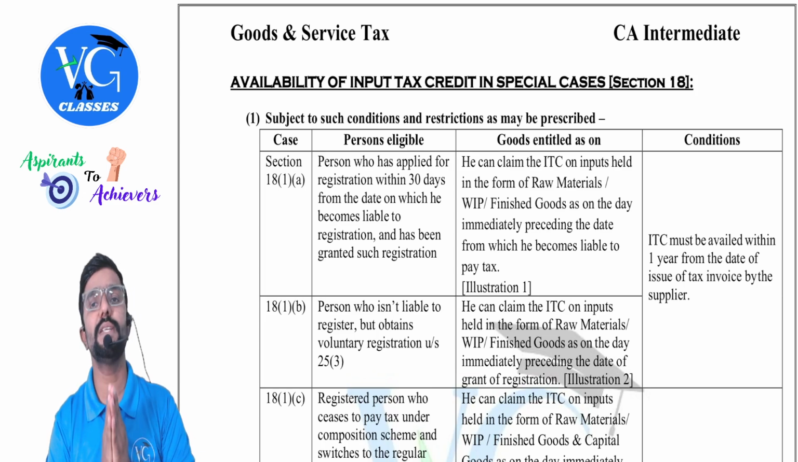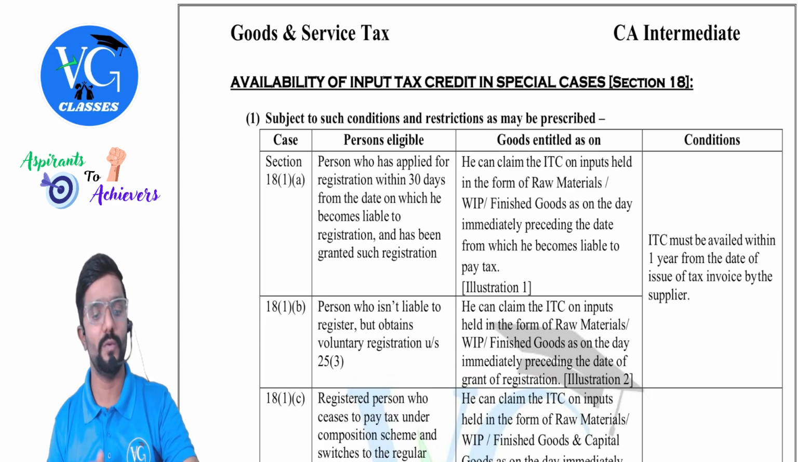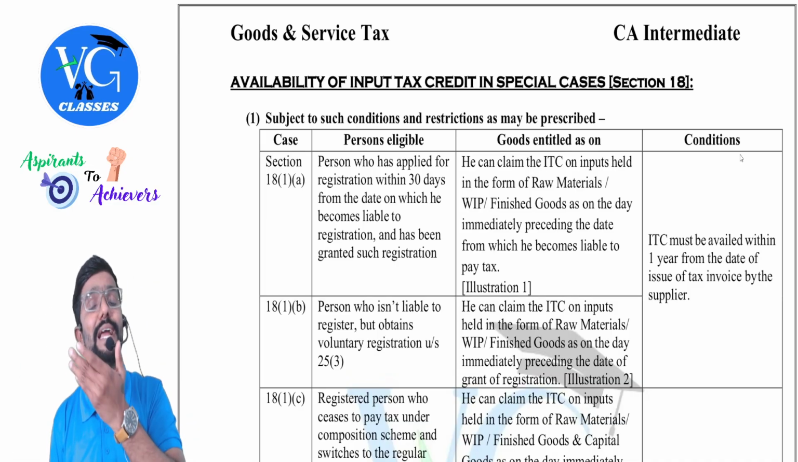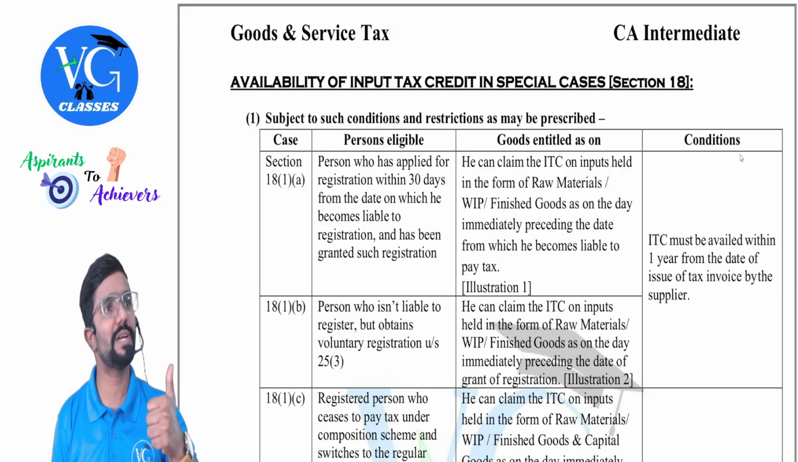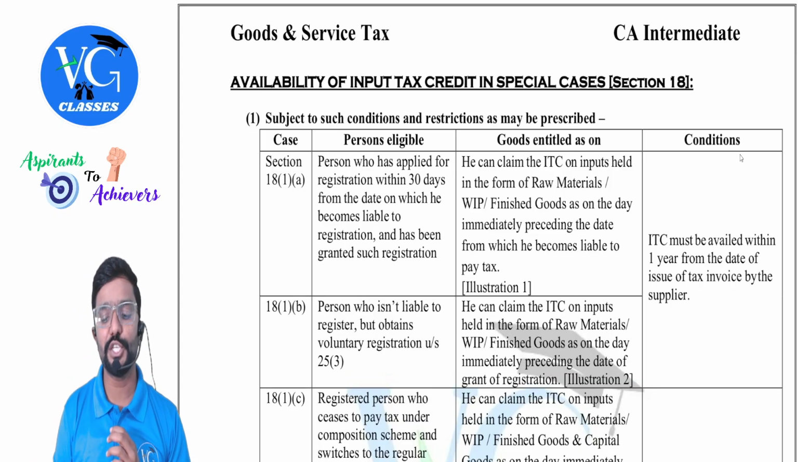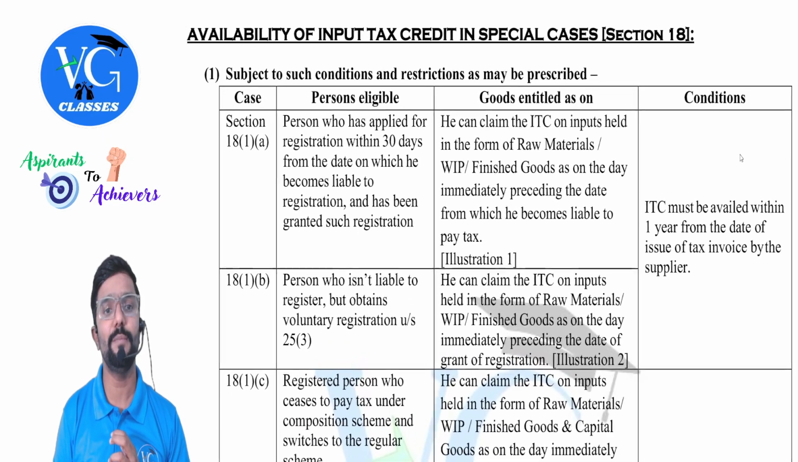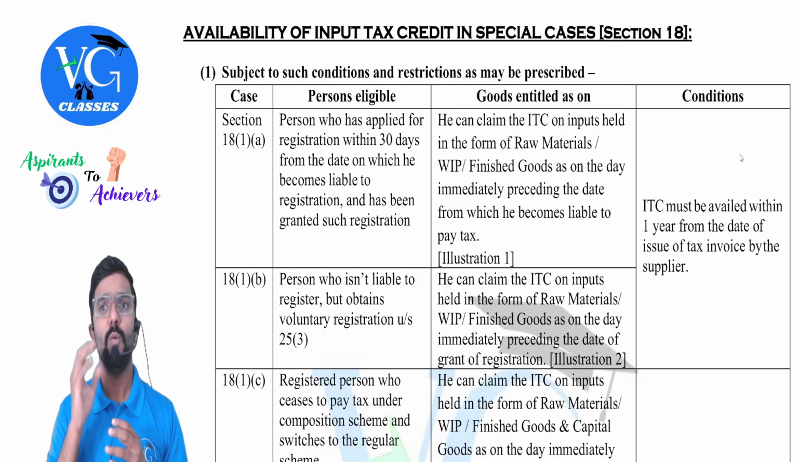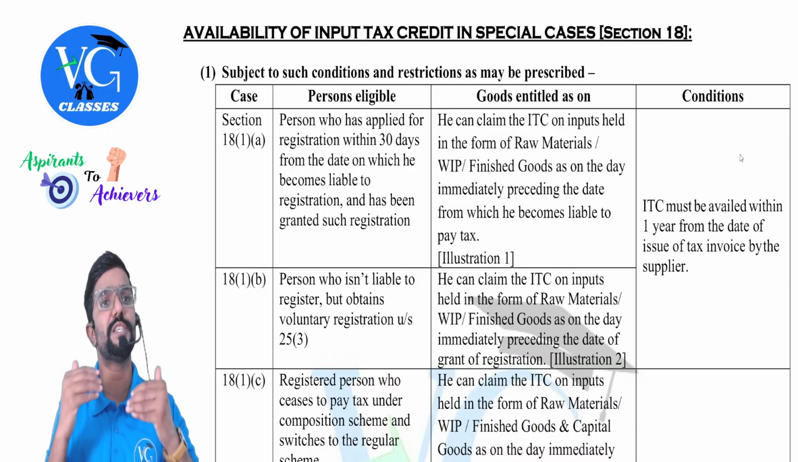Yes, students, we are done with sections 16 and 17, which talk about conditions to claim credit. Section 17 actually talks about restrictions to claim credit, or blocked credit. We have done with it completely. Now we will get into section 18, which talks about availability of input tax credit in special cases. Whatever is covered here is some special cases, guys.